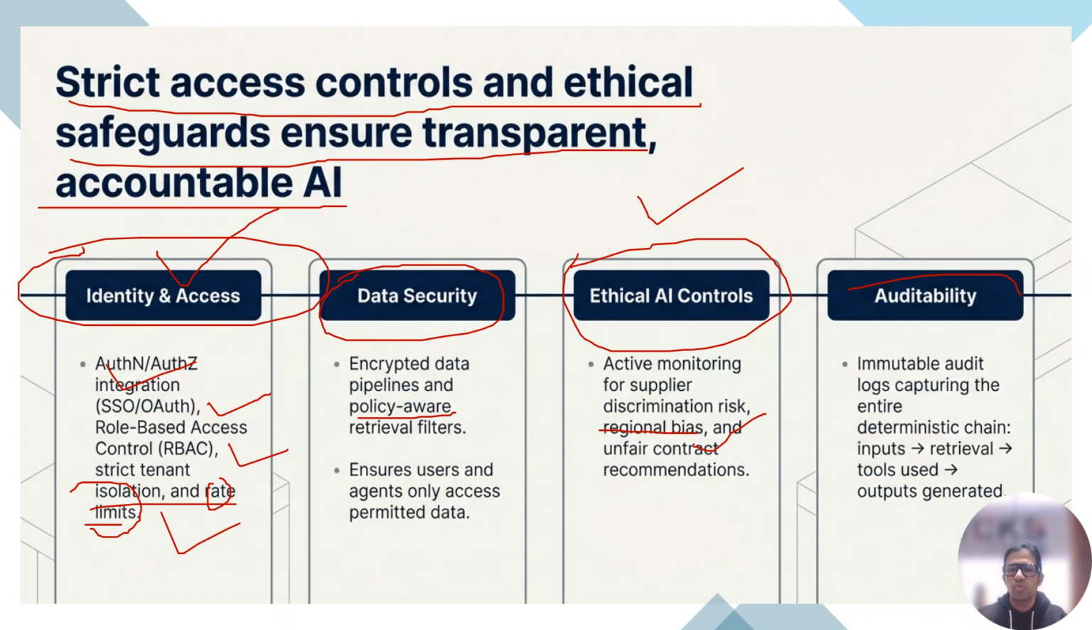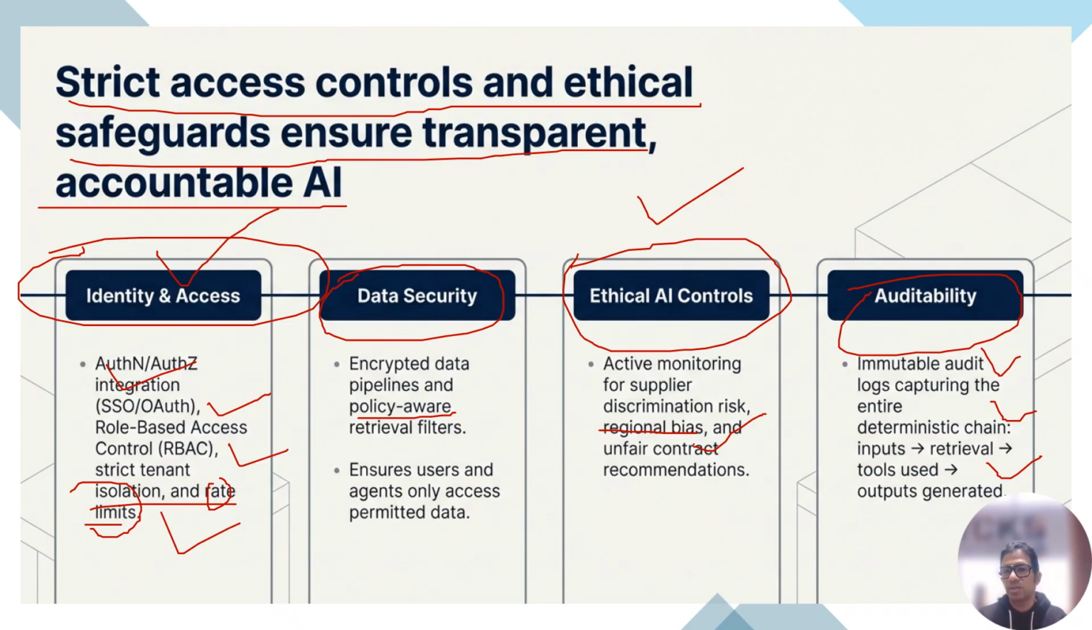Now the last one, auditability. Immutable audit logs, meaning logs that cannot be edited after the fact. Now this part is key. We capture the full deterministic chain. So if an auditor asks, why did you choose vendor A? We can show the inputs. What was retrieved, which tools were called, what output was generated, and who approved it. See, all this. This is audit ready by design.